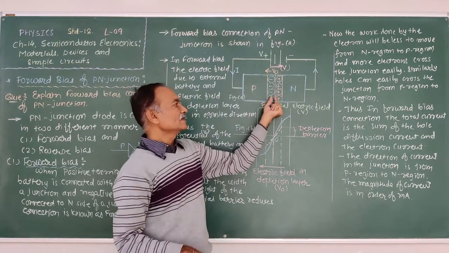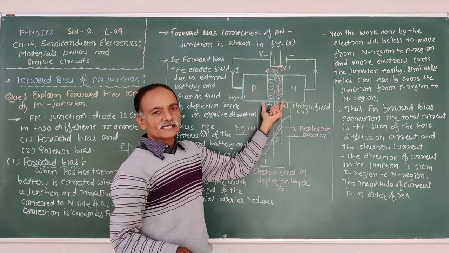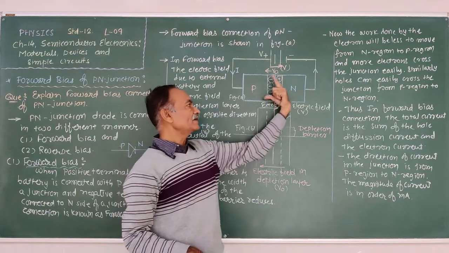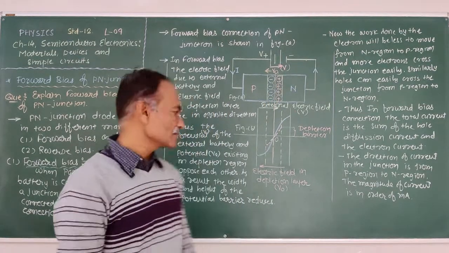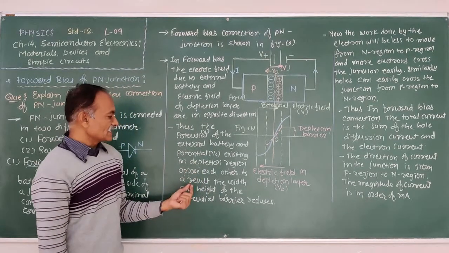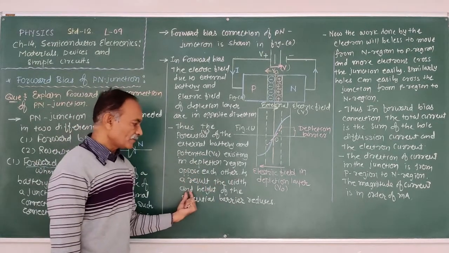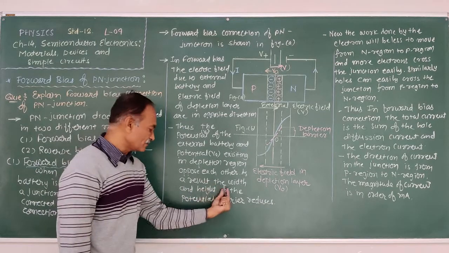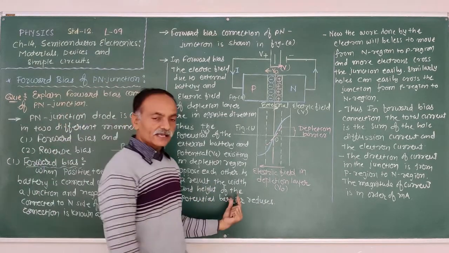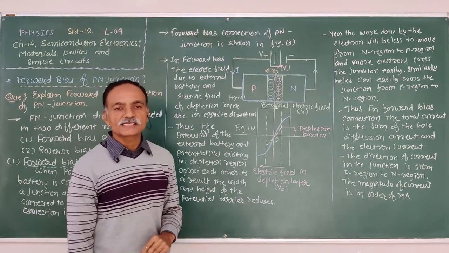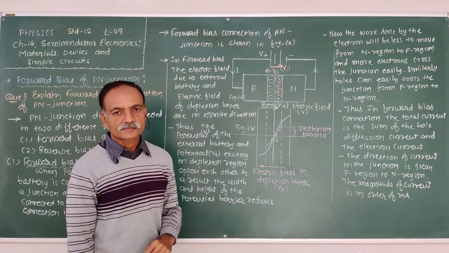Both potentials are in opposite directions. As a result, the width of the depletion layer and the height of the potential barrier are reduced. How do the width and height of the potential barrier reduce?